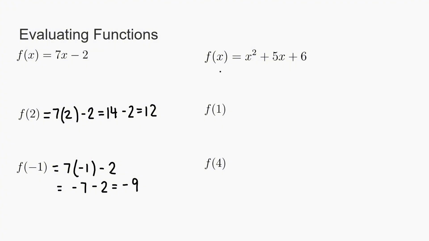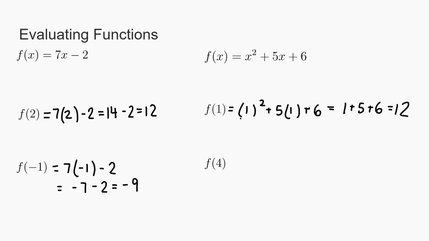Now, we have this one right here. f of x equals x squared plus 5x plus 6. To get f of 1, we plug in 1 for every single x that we see here. So the x in x squared and the x in 5x. So now we get 1 squared plus 5 times 1 plus 6, which gives us 1 plus 5 plus 6, which gives us 12.